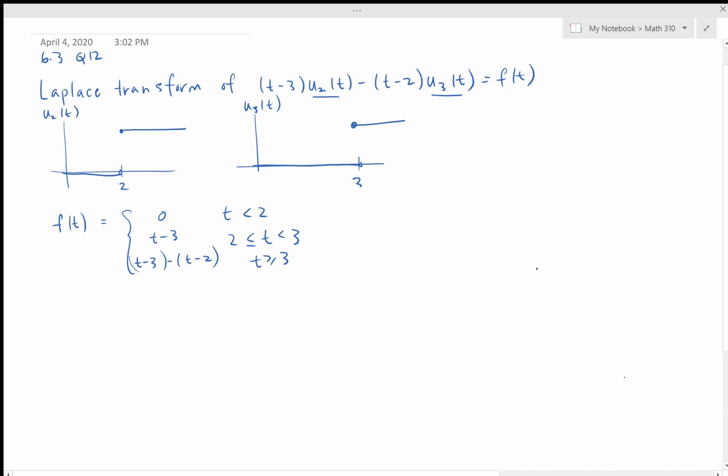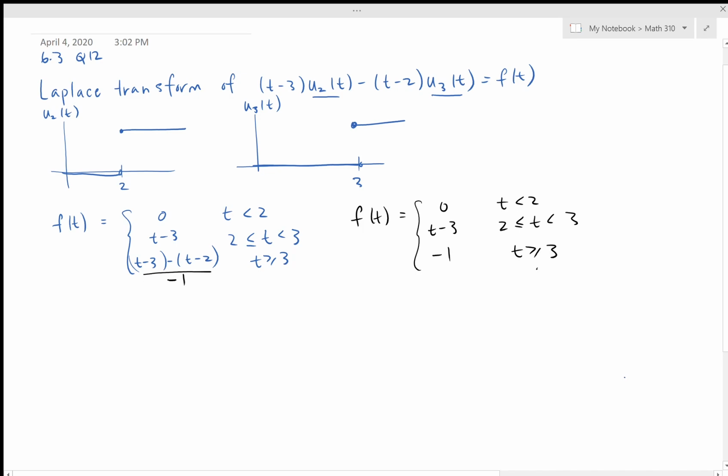I can simplify that, in fact. For t greater than or equal to 3, I would represent this as t minus t, then minus 3 plus 2, so this would simply be minus 1. Let me rewrite it in cases. f of t looks like this: 0 until time 2, then t minus 3 between time 2 and time 3, and then minus 1 when t is greater than or equal to 3.